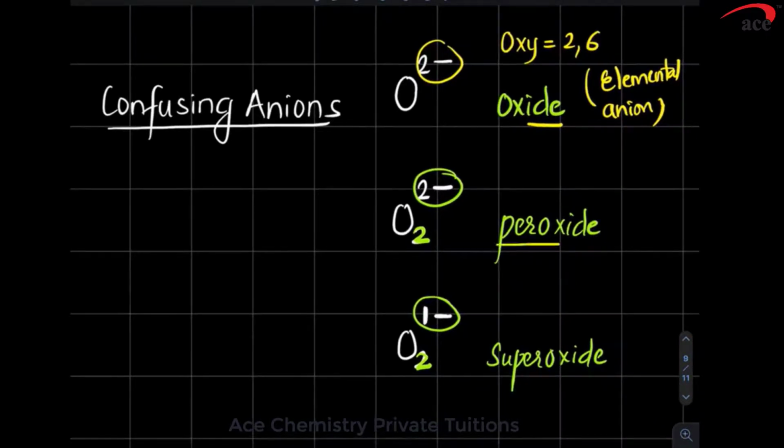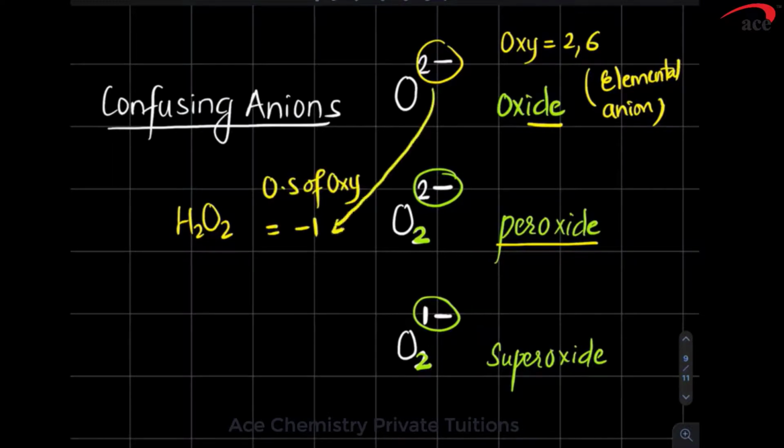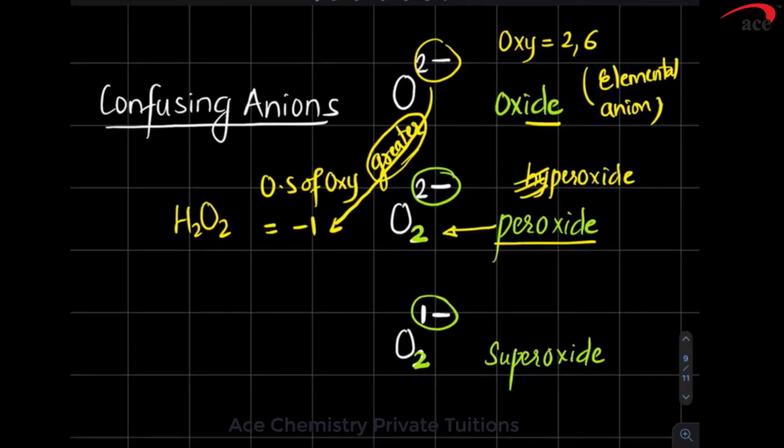Why did the second one get the name peroxide? Because it came from hydrogen peroxide. You should know the oxidation state of oxygen in this case is minus 1. Can I say minus 1 is greater than minus 2? Yeah. Minus 1 is greater than minus 2. You want to say something greater? Use the word hyper. So it should be called hyperoxide. For convenience, they dropped the word hyper.